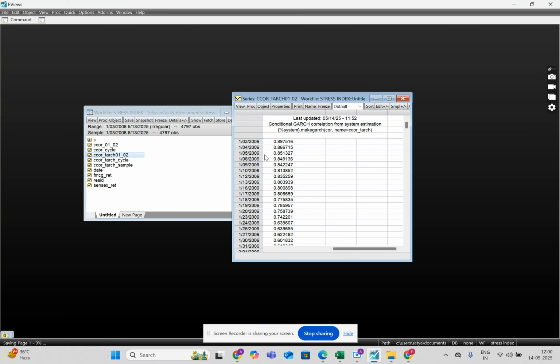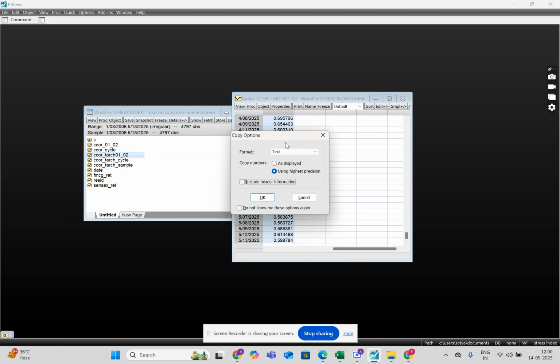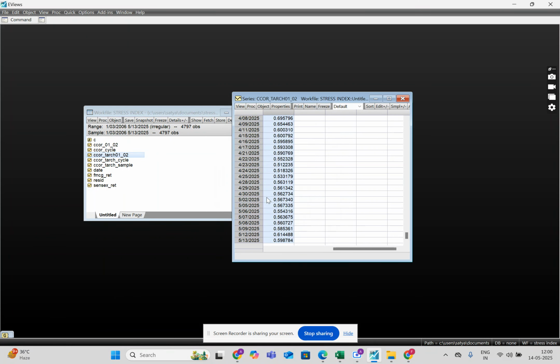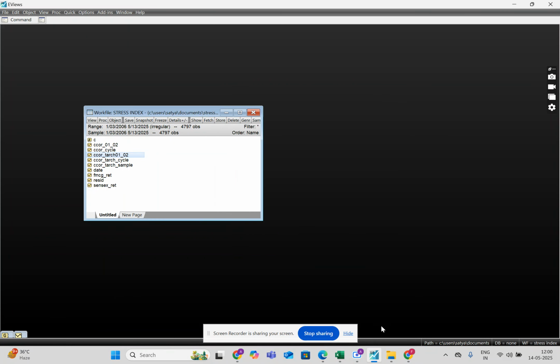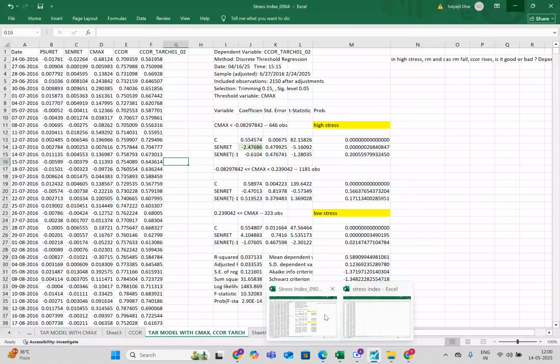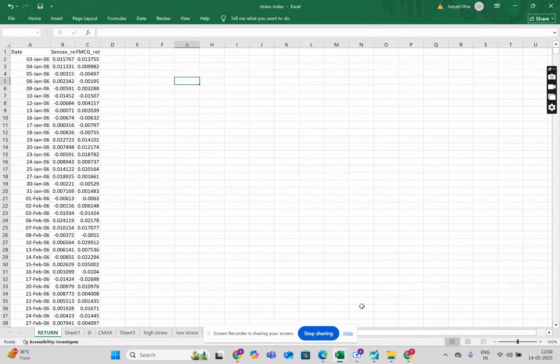So let me now copy the CCOR TARCH data onto Excel and we will compare it with the discrete TAR model that we had done in the case of just CCOR without the asymmetric response.